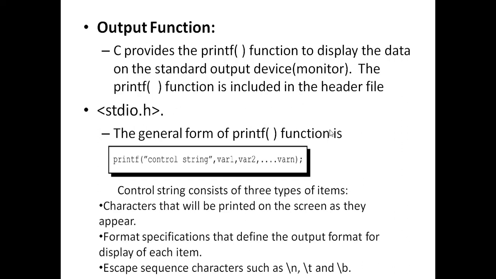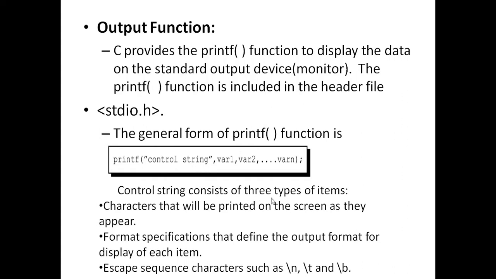And the general form of printf is shown here: printf, open bracket, control string, comma, the set of variables, and close bracket ending with a semicolon. So this is the syntax for the printf output function.